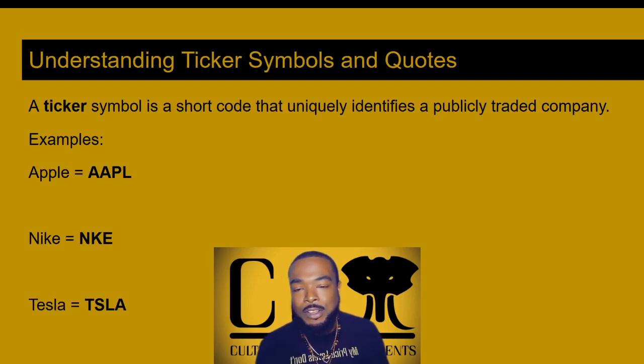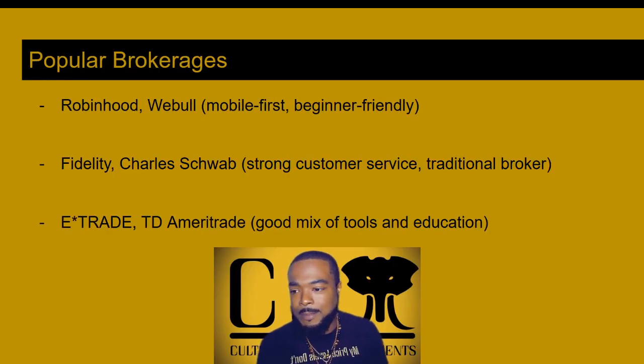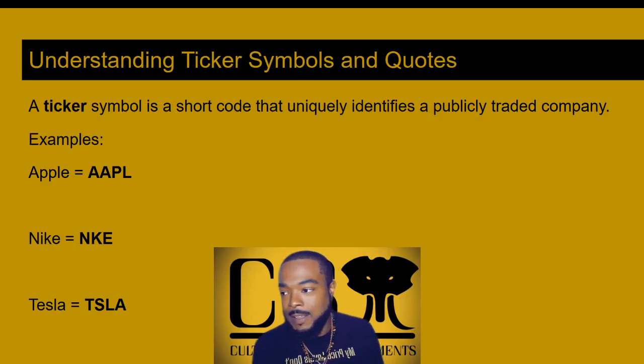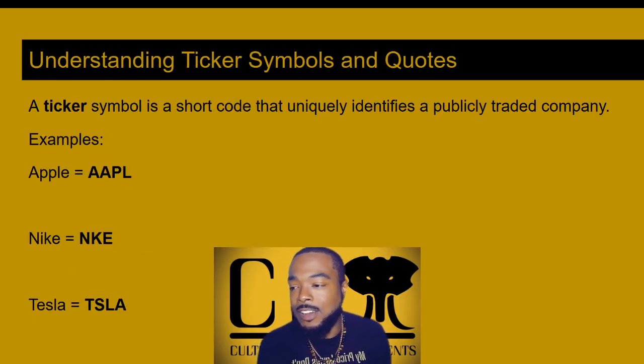I said Robinhood, Webull, and E-Trade are different platforms you can use. E-Trade and TD Ameritrade are a little more advanced platforms, but if you're a beginner, Robinhood and Webull are the most user-friendly. So my beginners out there, make sure you check out those two platforms. We will go ahead and talk about symbols.